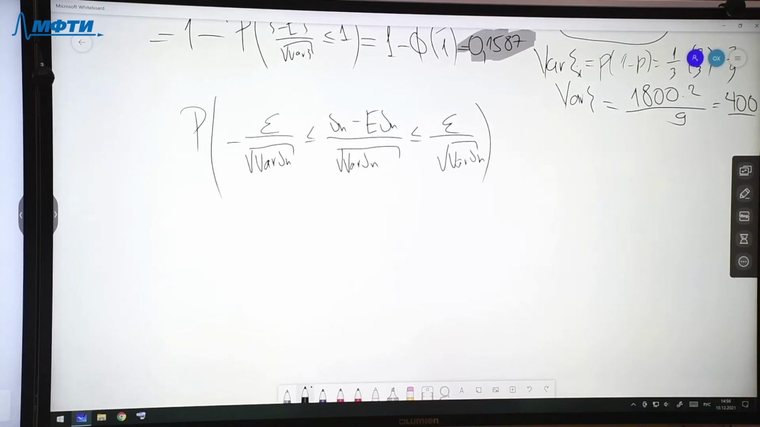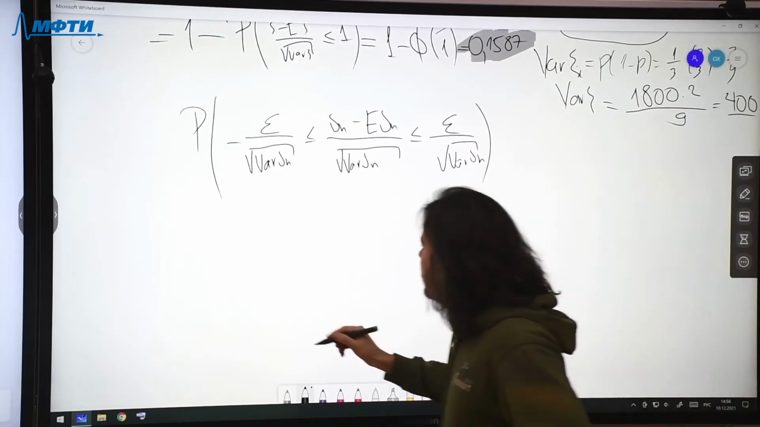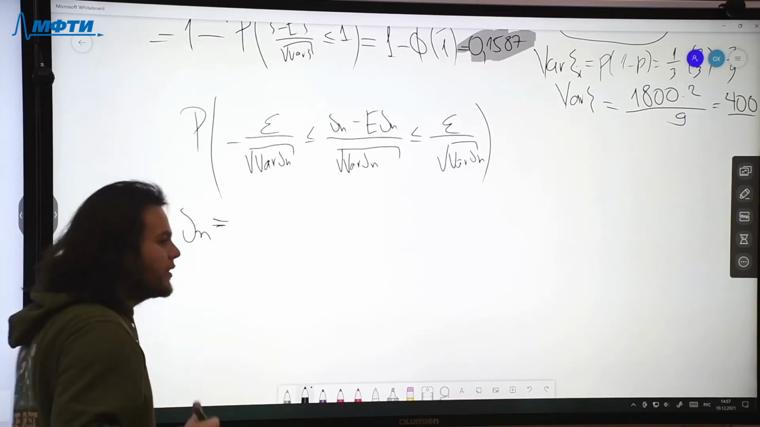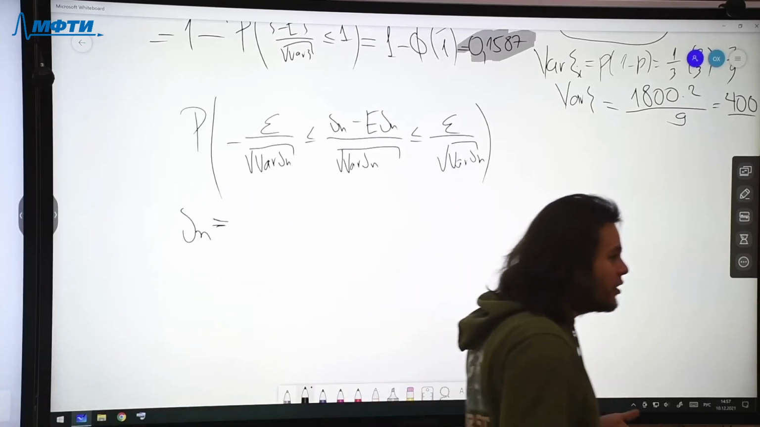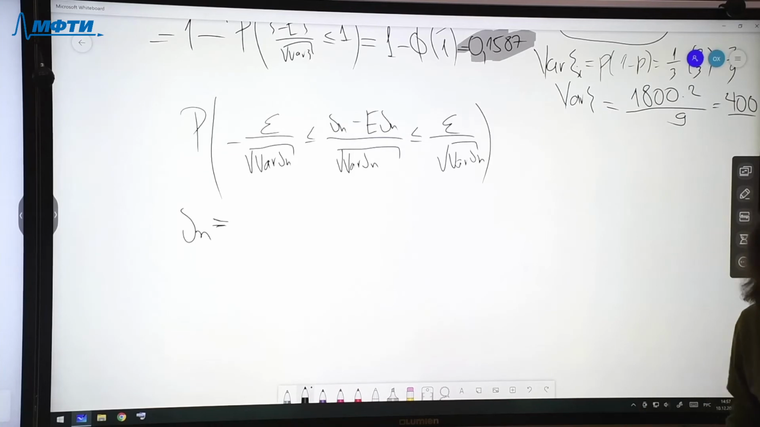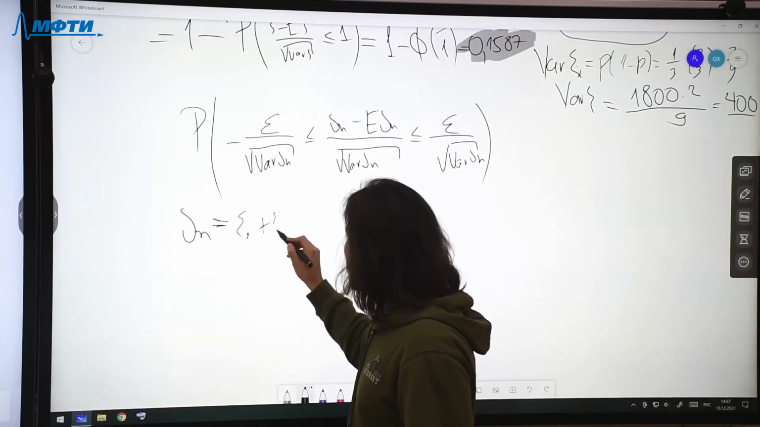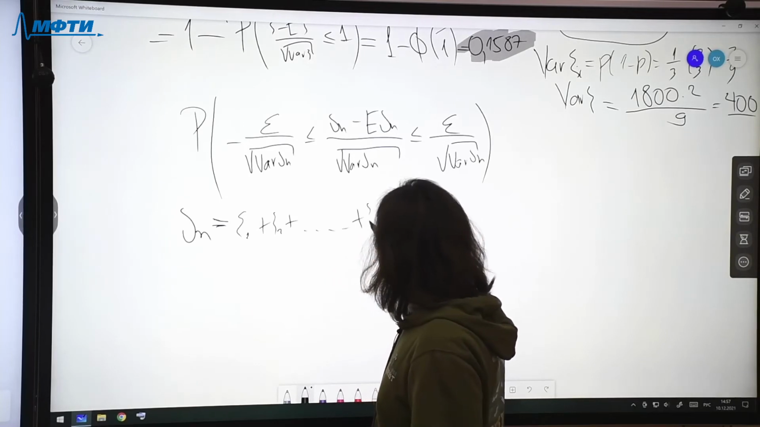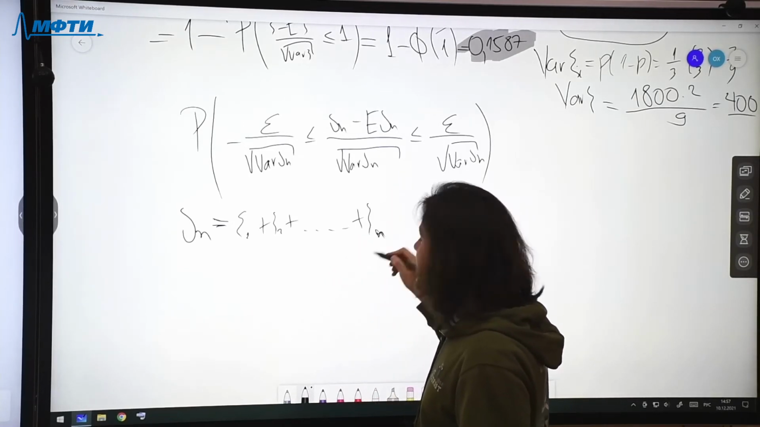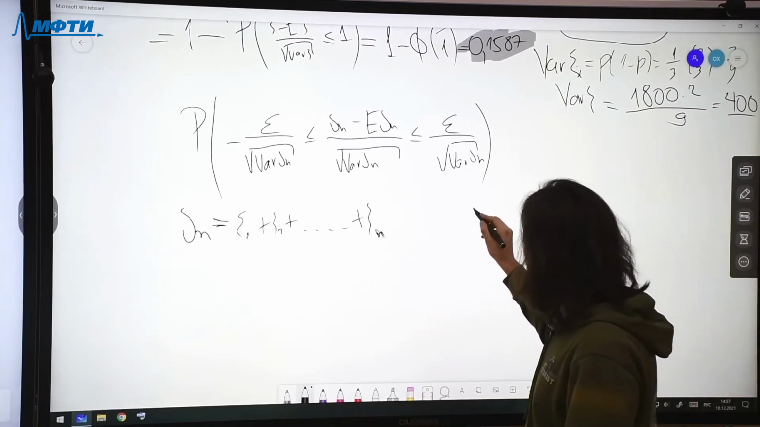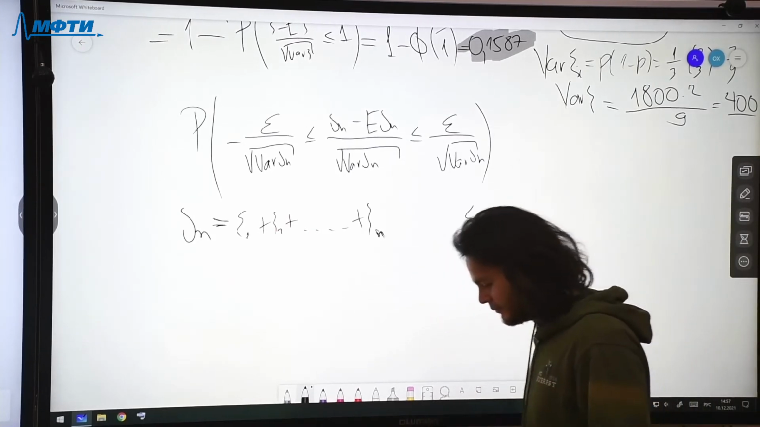Now what do we need to find? We need to find the expected value of Sn and the variance of Sn, right? So what is the expected value of Sn? To find that, we need to understand what Sn is. Sn is the number of points that we got, right? So we can express this as xi1 plus xi2 plus up to xi n. In this case, n is 1,000, but it doesn't matter, okay? So what is xi i? Who can tell me?